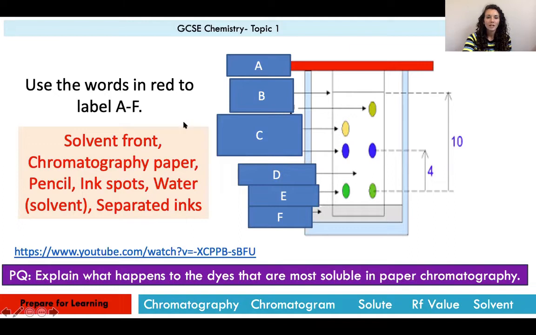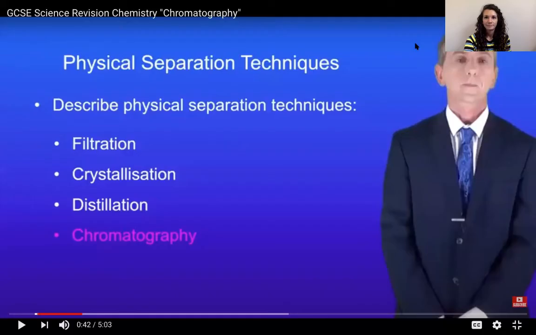The labels for these are here, I've written them all in red. We're going to watch the video and then have a look back at the equipment to see if we can label it. Here we go. I will move myself down there so that you can see whose face is talking. So we'll watch this video and then we'll go back to look at the equipment on the slide.